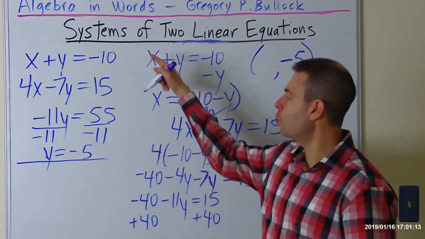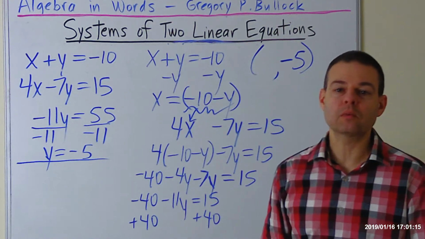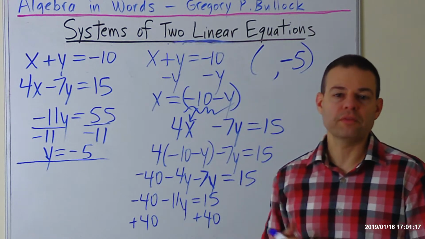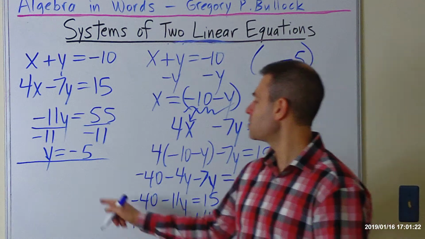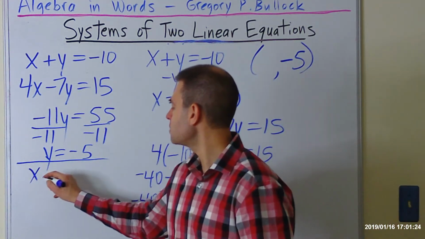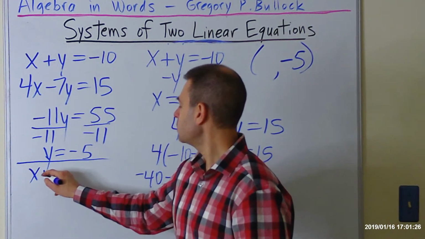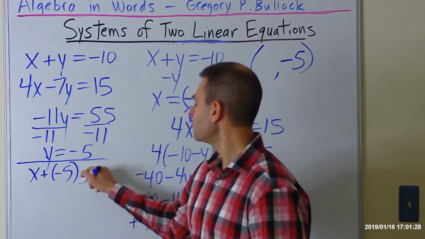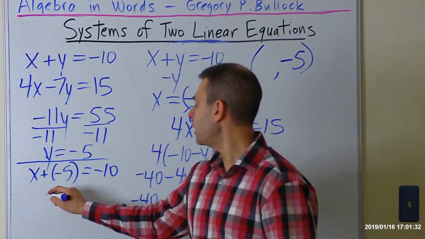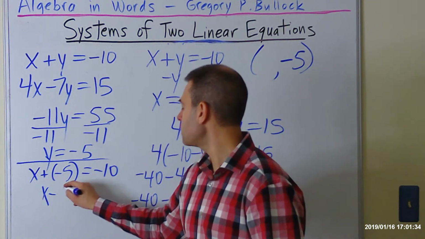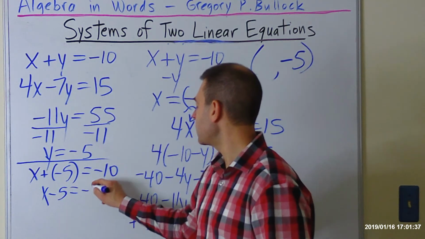Now that we found negative 5 for y, we're going to take the negative 5 and substitute it back into one of the original equations. It doesn't matter which. Try to choose the easier one if you think you can identify it. And to me, that would be the top one. So we're going to write x plus negative 5 for y equals negative 10.